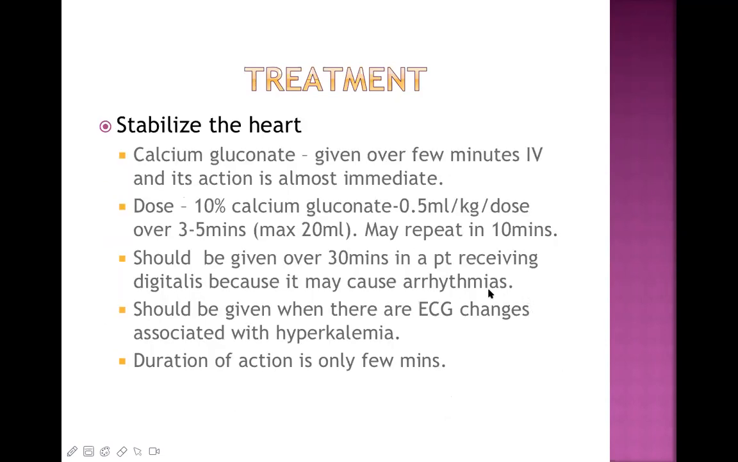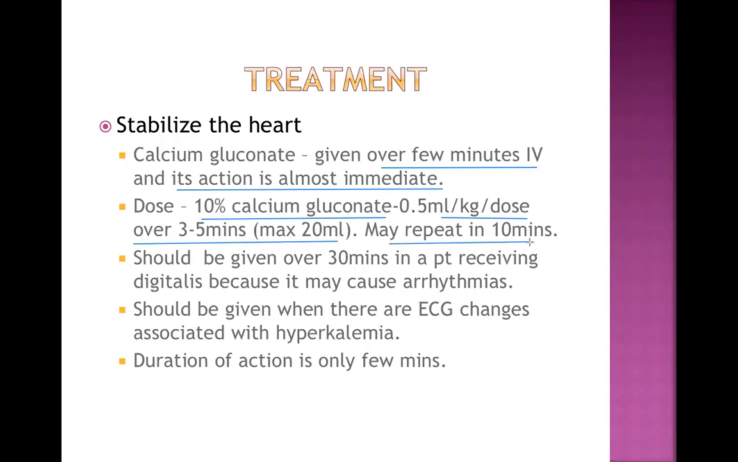The first and the most important step in the treatment is stabilizing the heart. If the potassium level is very high and it is associated with cardiac arrhythmia or some changes in the ECG, then calcium gluconate should be given without wasting any time. It is given intravenously over a few minutes, and its action is almost instant or immediate. It should not be pushed as a bolus though. Otherwise, it may lead to cardiac arrhythmia on its own. The dose is 10% calcium gluconate, 0.5 ml per kg per dose over 3 to 5 minutes. Let me repeat again, don't push it as a bolus.